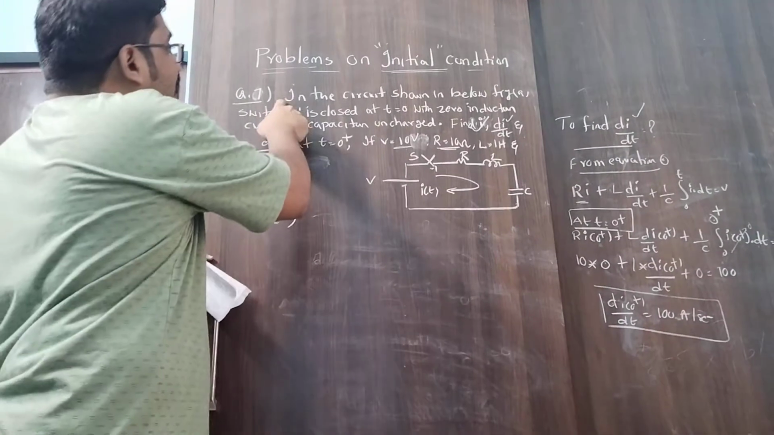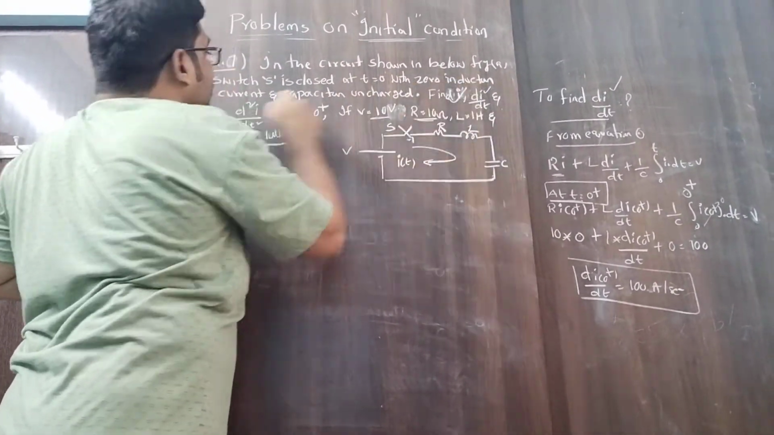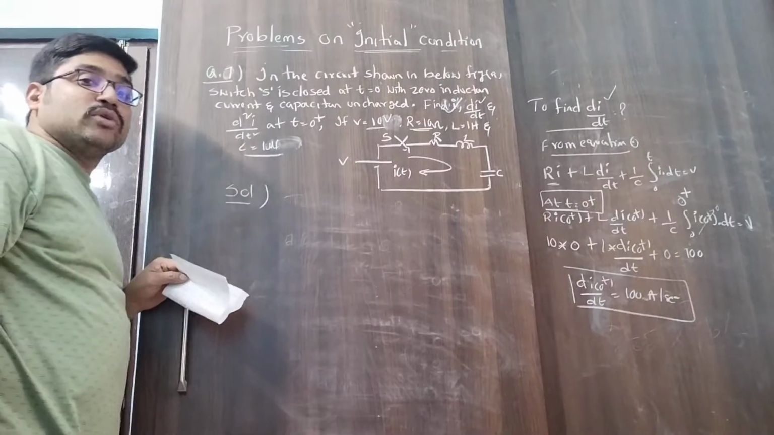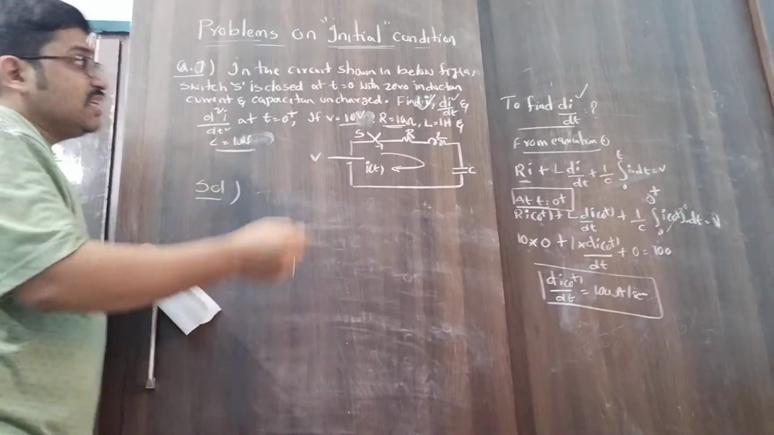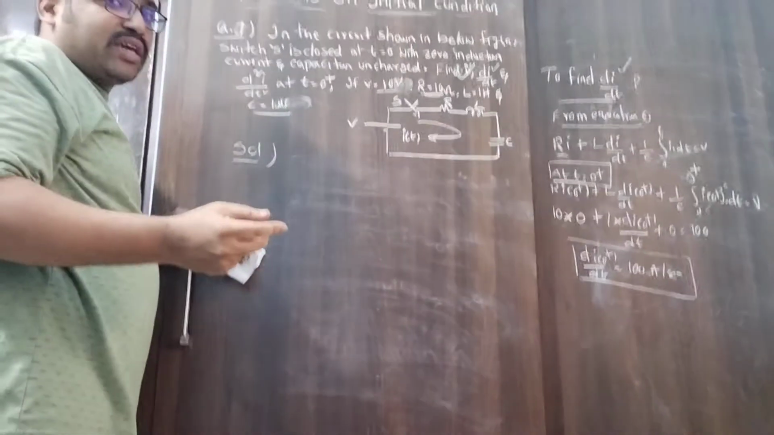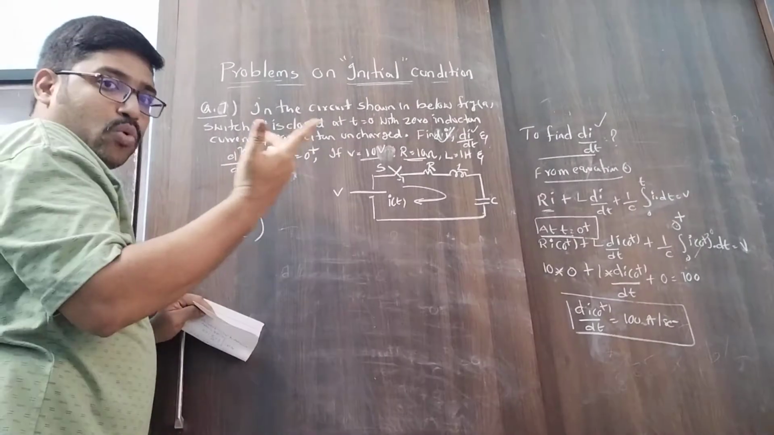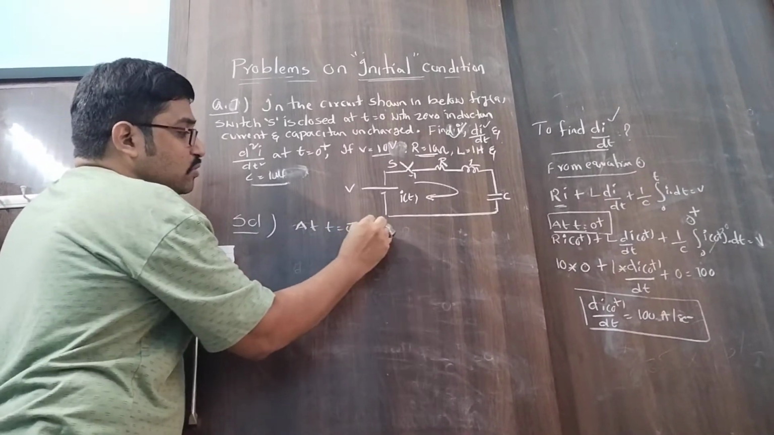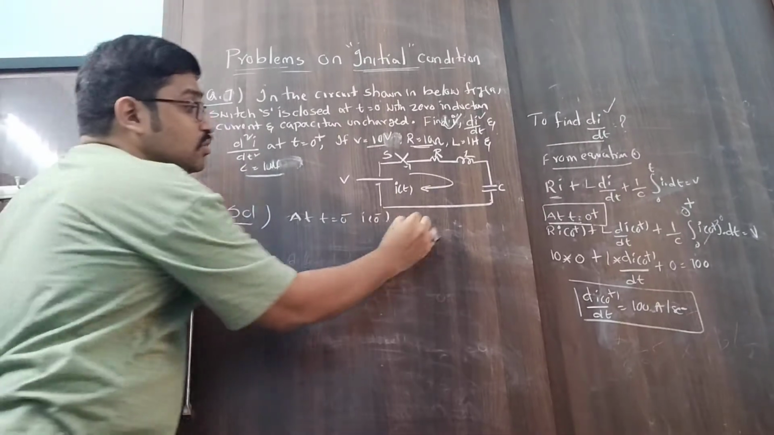In the examination he has given: in the circuit shown in the figure below, when switch S is closed at t is equal to 0 with zero inductor current and the capacitor uncharged, find the value of I, di by dt and d square I divided by dt square at t is equal to 0 plus. This is the figure given. First step, at t is equal to 0, inductor current zero and capacitor completely uncharged. But at t is equal to 0 minus, there was no current flowing through the inductor and capacitor. Therefore, I of 0 minus is equal to 0 amperes.